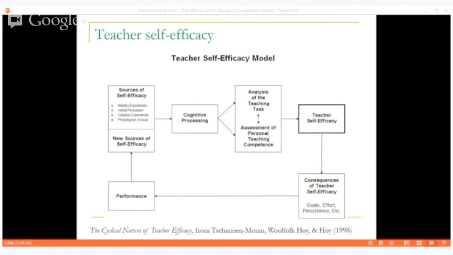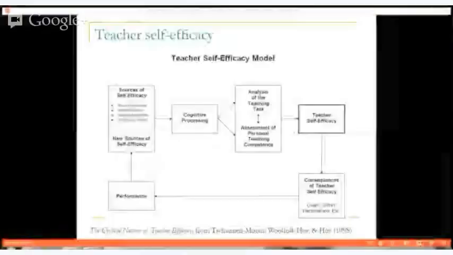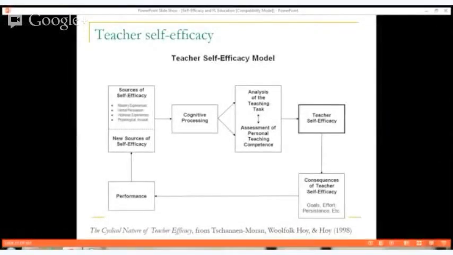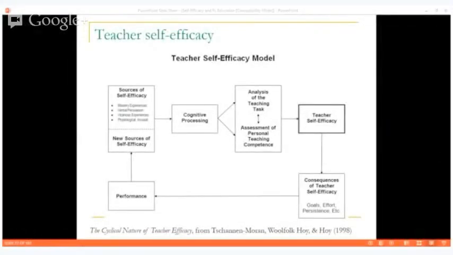So what the teachers do is they cognitively process these sources. Then they analyze the teaching task. So, hey, what am I teaching? What lesson am I teaching right now? And how competent do I feel in my ability to teach this particular lesson? Then that forms their teacher self-efficacy, how competent they feel in their ability to teach. And then there are some consequences that arise: their goals, how much effort they place, their persistence when things get difficult. And then that has a link to their performance, which then provides new sources of self-efficacy, and the cycle continues.